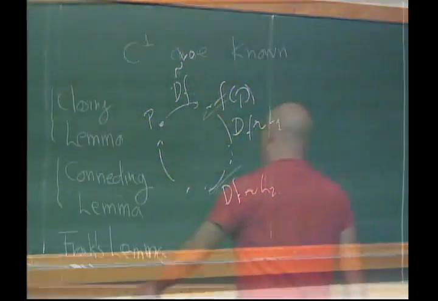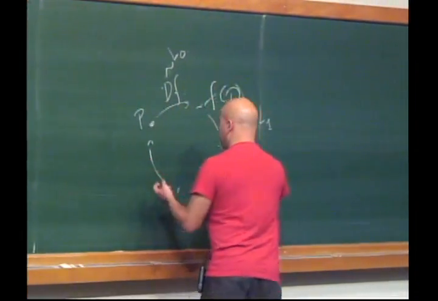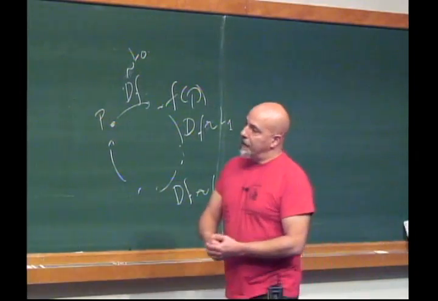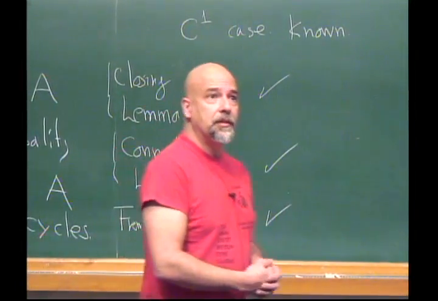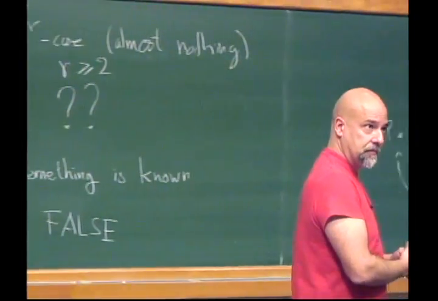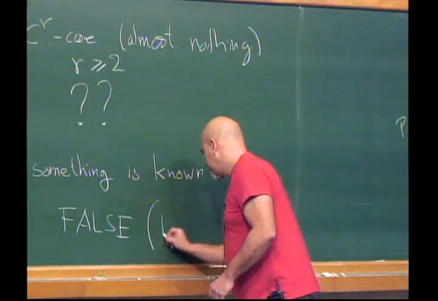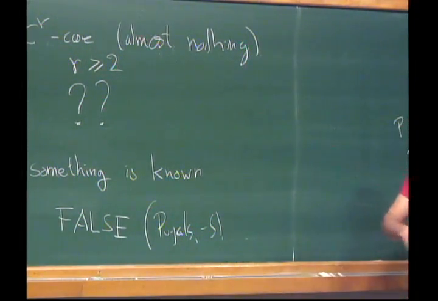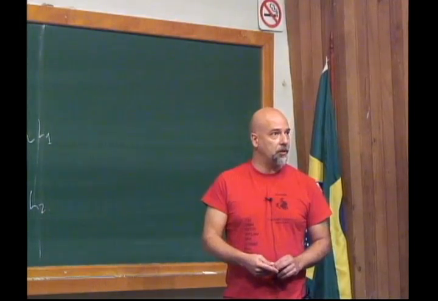What was useful, or why Franks did this lemma, was to show that if you have periodic orbits whose Lyapunov exponent is close to zero, then you can create a non-hyperbolic periodic orbit. Okay? And this is false in the C^R case. This follows from a result by Enrique and myself, that you can have periodic orbits with Lyapunov exponents close to zero, but you cannot perturb them to have a non-hyperbolic periodic orbit.